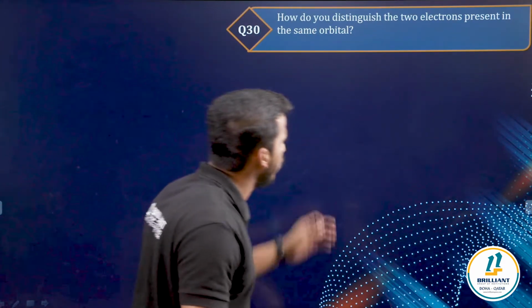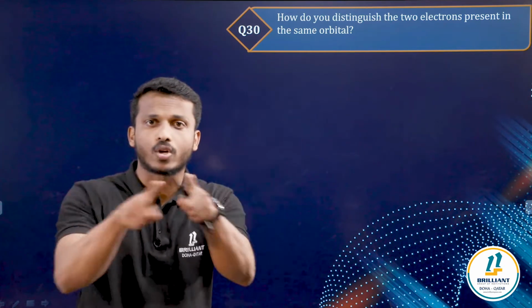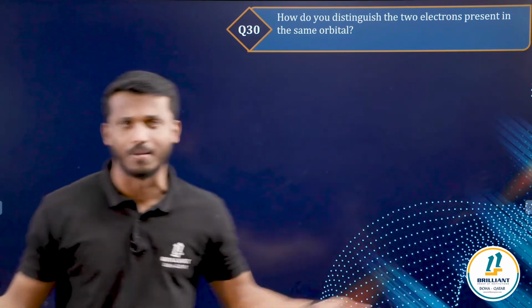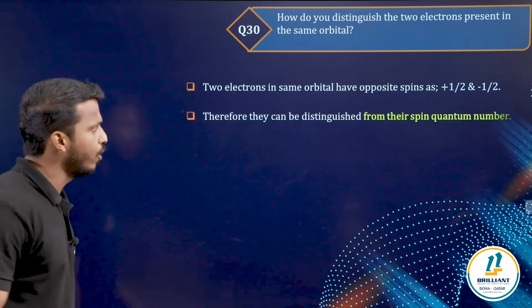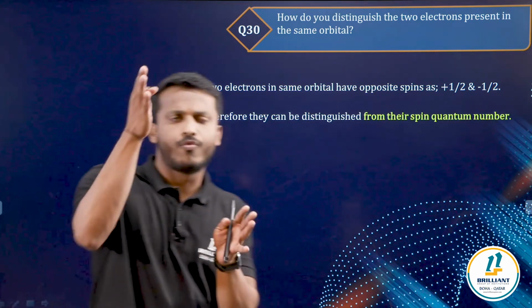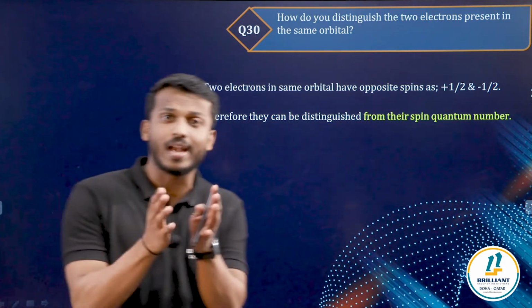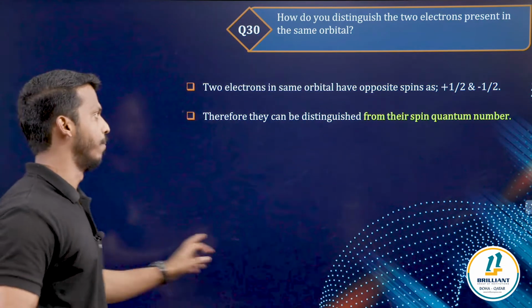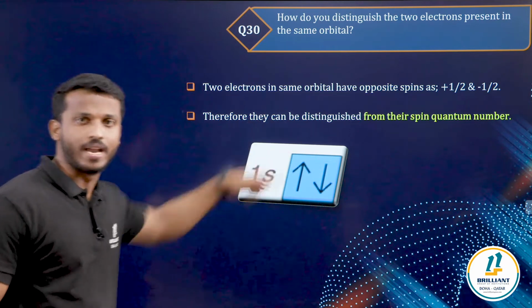Question number 30, dear all. How do you distinguish the 2 electrons present in the same orbital? If I give you 2 electrons in the same orbital, how can you distinguish them? Just look into their spin quantum number, dear all. When 2 electrons are located in an orbital, the first electron is always written with plus half spin, the second electron always with minus half spin. So you can distinguish the 2 electrons in the same orbital by their spin quantum number. Yes, first electron always plus half, second electron minus half.